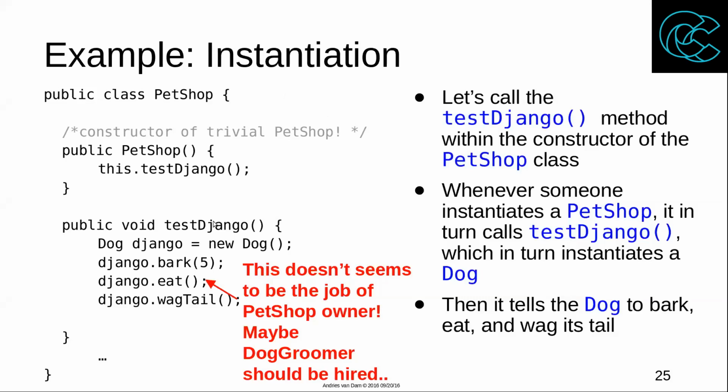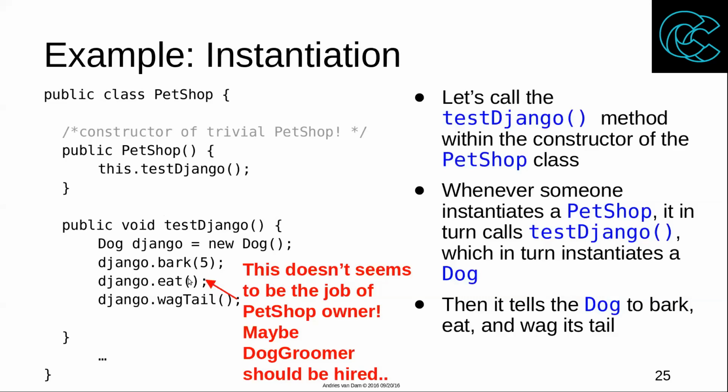So you have this one method which is called test Django, and you have the constructor of that, right? As part of the constructor, you can also call other methods within the class. So here you ended up calling the test Django, right? Whenever a new object gets instantiated, it calls the constructor, and this constructor in turn calls this method. So this method is now creating the dog, and it's also calling the other methods, which are bark, eat, and wagtail, right?